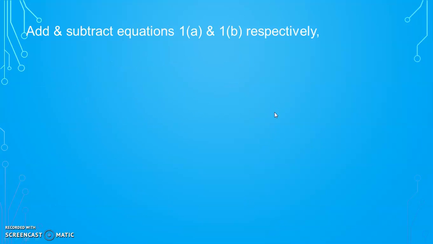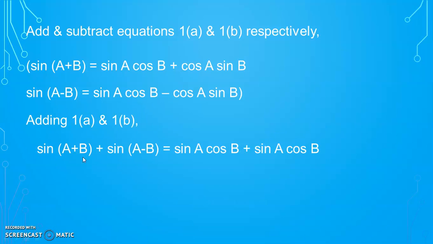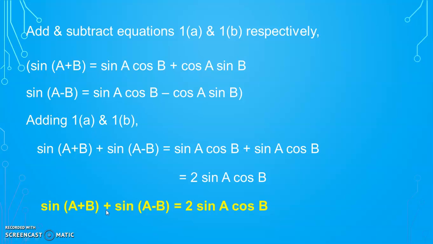First, add and subtract equations 1a and 1b respectively. That is, 1a is sin(A+B) and 1b is sin(A−B). If we add these two equations, we get sin(A+B) plus sin(A−B) equal to, the cos A sin B terms will get cancelled, so we get sin A cos B plus sin A cos B. This equals 2 sin A cos B. So sin(A+B) plus sin(A−B) is equal to 2 sin A cos B.